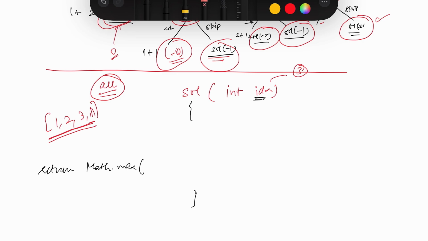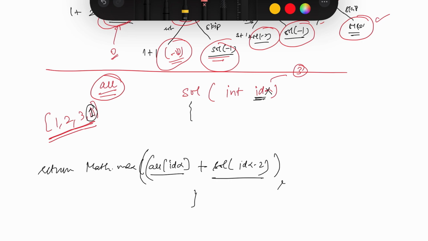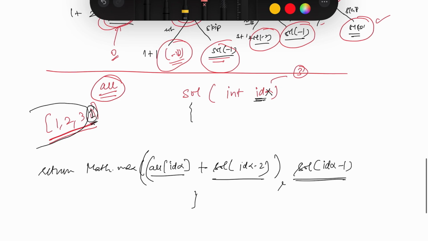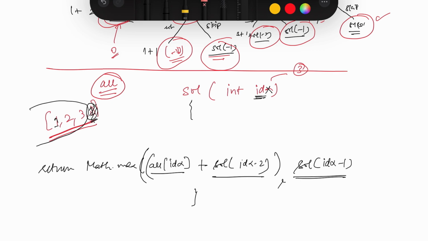Maximum of, if we rob the house at this index, that would be arr[idx], that is the amount we have robbed, plus solution of idx minus 2, because we have to skip one house. This is one possibility. And the second possibility is, do not rob the house at this index. In that case, all of these houses we are allowed to rob: solution of idx minus 1. That is, we are skipping this house and we have to get the answer from these three, from 0 to 2, 0 1 2.